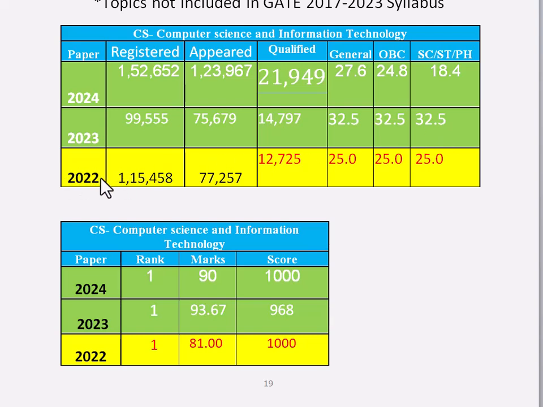And in 2022, the number of candidates registered were 1,15,458, and the number of candidates appeared were 77,257, and the number of candidates qualified are 12,725, and the qualifying mark for general, OBC, SC, ST, PH in this year were 25 marks, 25, 25, 25.